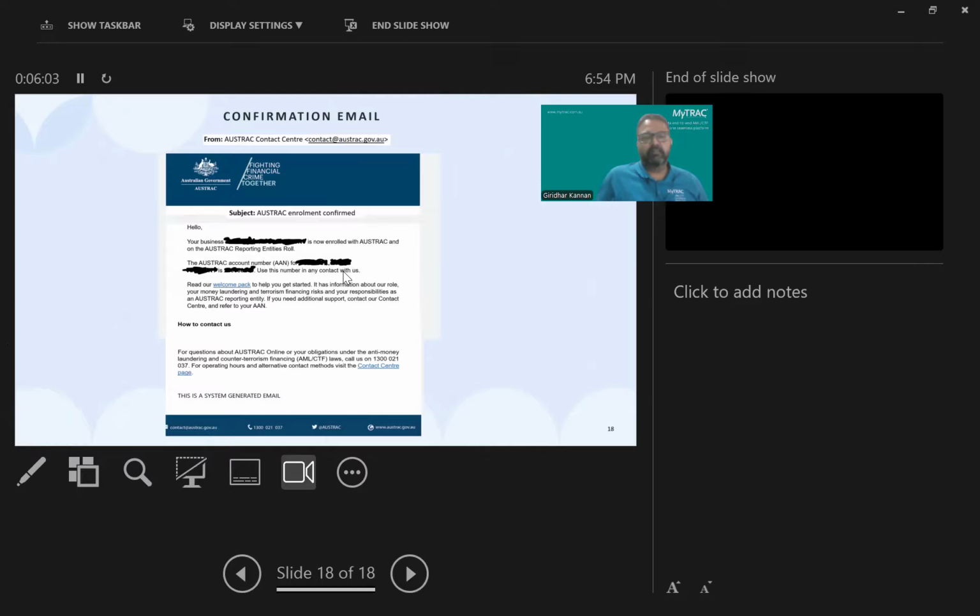So remember, this is a very important document. You need to take a copy of this and save it somewhere in your shared drive or folder. MyTRAC also provides you the option to save these details, your AUSTRAC account number and other things, and that ensures that you are enrolled. Remember, if you are already providing a designated service, the last day to enroll and not face any enforcement action from AUSTRAC as part of tranche 2 is 29th of July 2026.